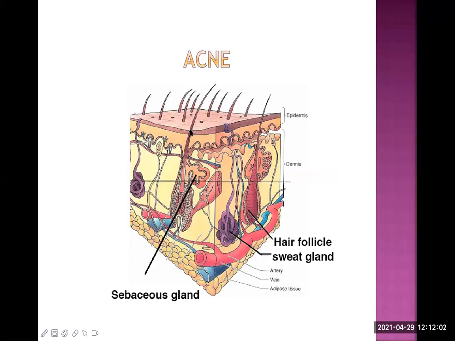After this opening is blocked, the sebaceous gland will be distended because the secretion cannot go out. On top of that, infection develops because of a particular bacterium known as Propionibacterium acnes. The combination of all these things leads to extensive infection and inflammation of this whole area, and this is known as acne. So it doesn't have anything to do with the sweat gland. It is purely a disease of the pilosebaceous unit.